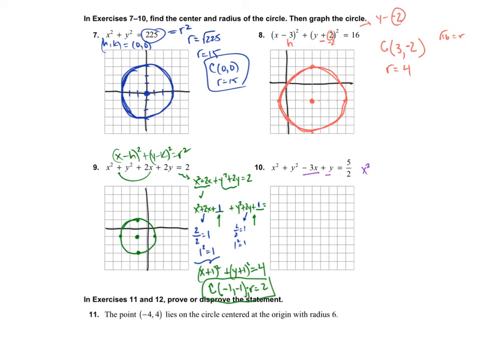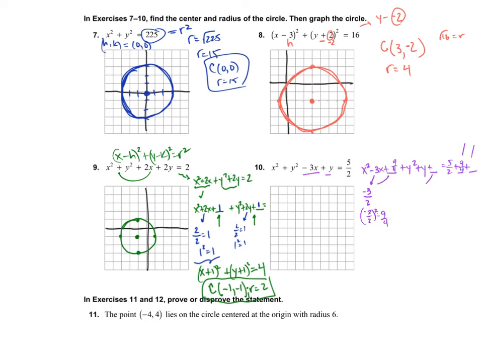So I'm going to say x squared minus 3x plus blank plus y squared plus y plus blank equals the 5 halves plus our 2 blanks, because whatever I add to here, I have to add to the other side as well to keep it balanced. How do I find out what I add in there? I take this -3, I divide it by 2. Now I take the -3 halves and I square it, I'll get 9/4. So 9/4 goes here, 9/4 goes there.